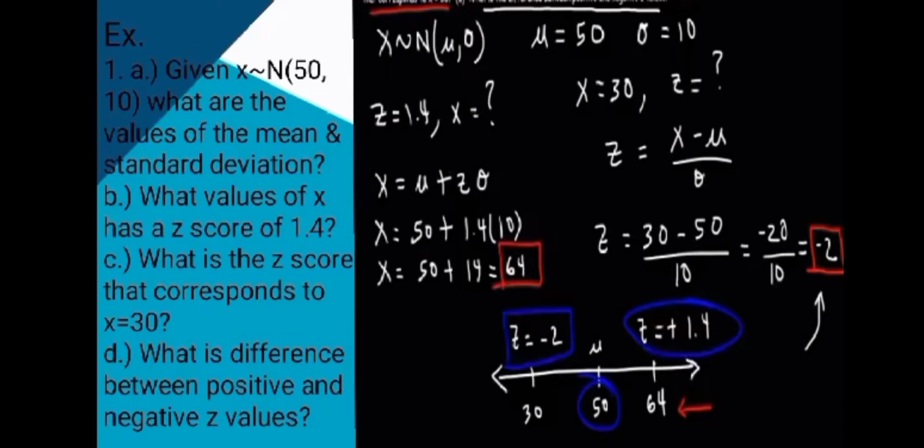So, what values of x has a z-score of 1.4? The answer is the one circled in B: z equals positive 1.4. Then the answer to D is the circled negative 2. As for the question, what is the difference between positive and negative z values? The difference is z equal negative 2 and z equal positive 1.4.